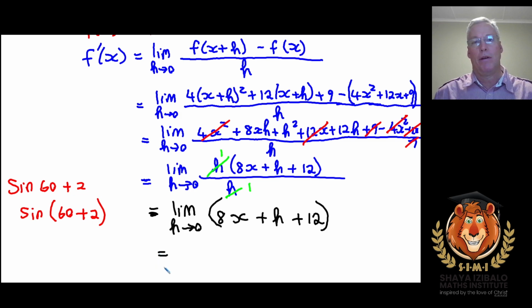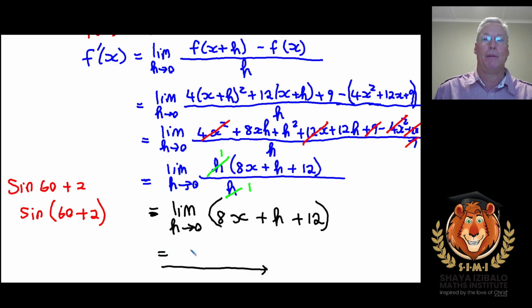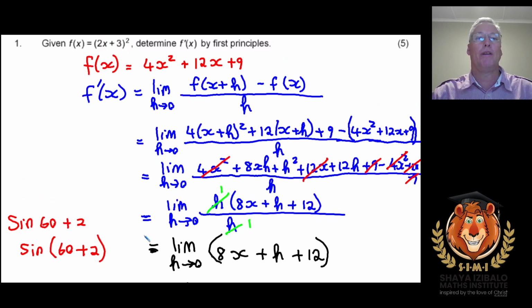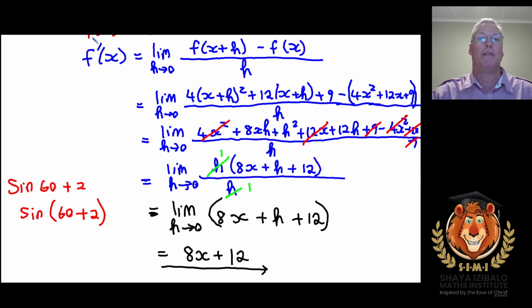Now, as h gets very close to 0, our answer is in fact just going to be 8x plus 12. Don't go and write plus 0 plus 12. By doing that, you're suggesting that h is 0. Right, h is not 0. Final answer, 8x plus 12. The question was there, 4x squared plus 12x plus 9, and 8x plus 12 is exactly what we expected.